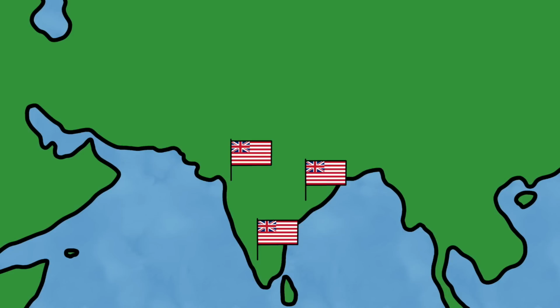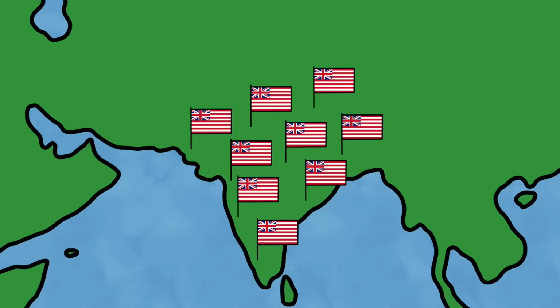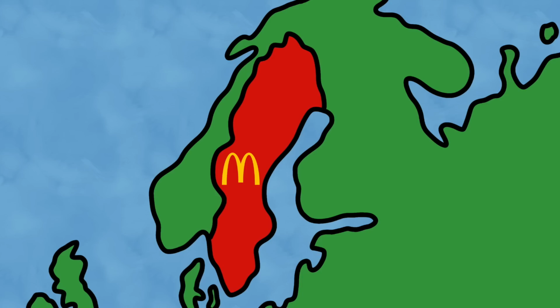At first, simple warehouses and fortresses were set up by the East India Company in the land, which led to them controlling a huge majority of the land. Between 1757 and 1858, the East India Company were ruling a huge amount of modern India. This company was exactly that, a private company. This would be like McDonald's ruling Sweden or something.